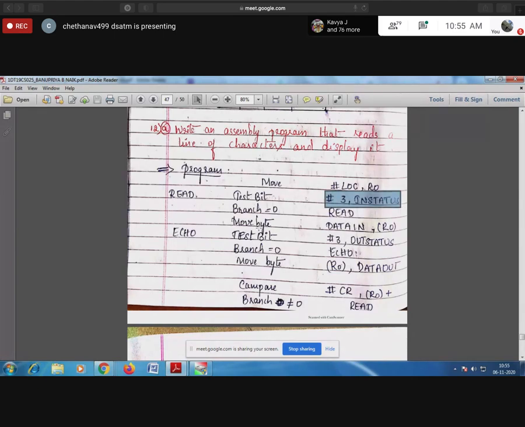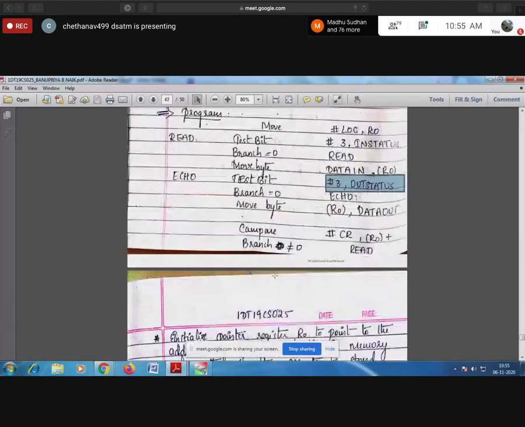Otherwise, wait. And here also, writing means echo, displaying the data. So go to the third bit location and check the status. If it is equal to 1, you have the data, otherwise you have to wait. Branch if equal to 0 means you have to wait, otherwise you have to display the data. That's very simple. And you're comparing with CR. Carriage return is nothing but it indicates your data is slash n. Slash n indicates it's the last character, you have read the last character.